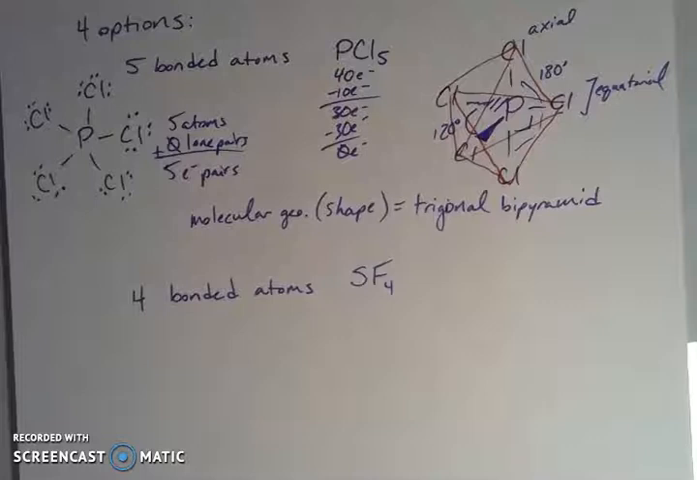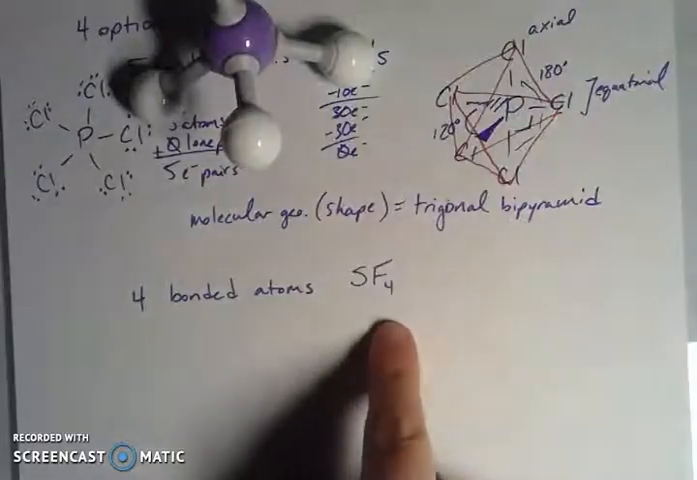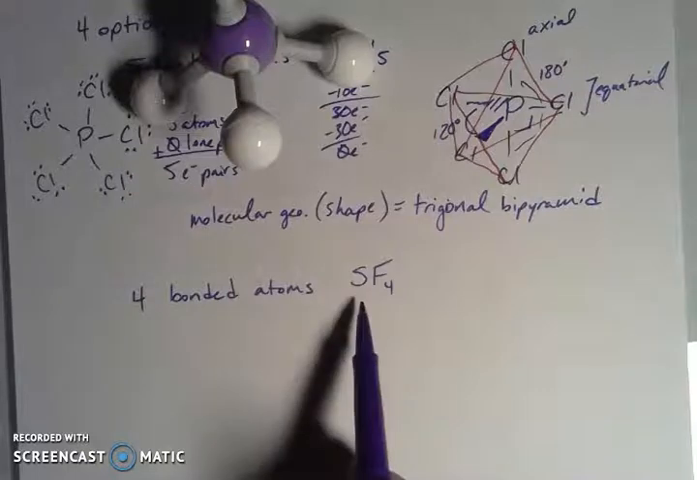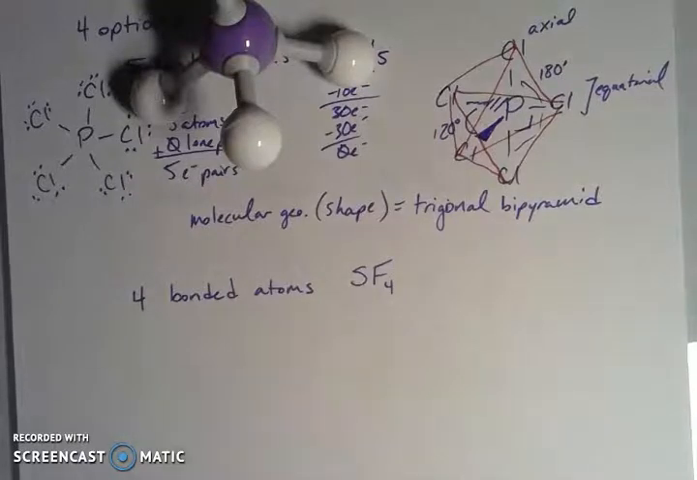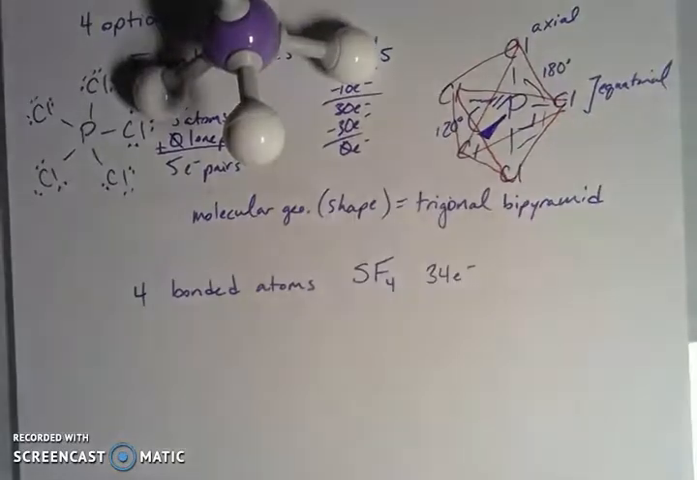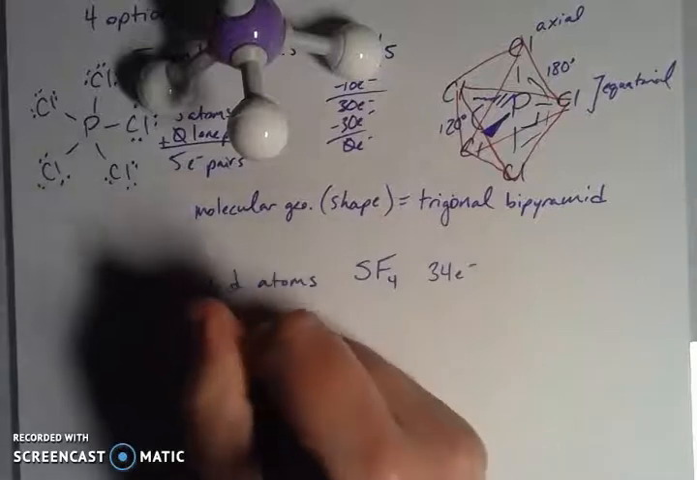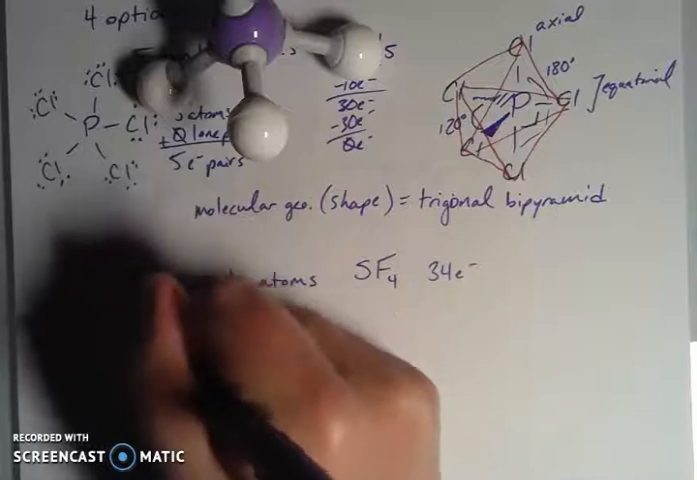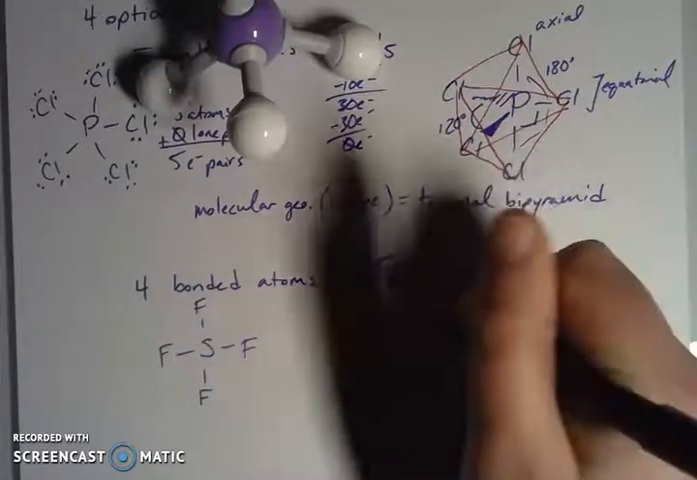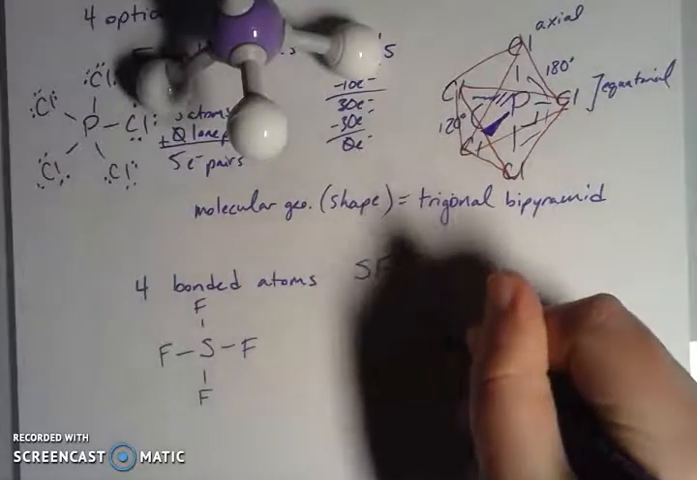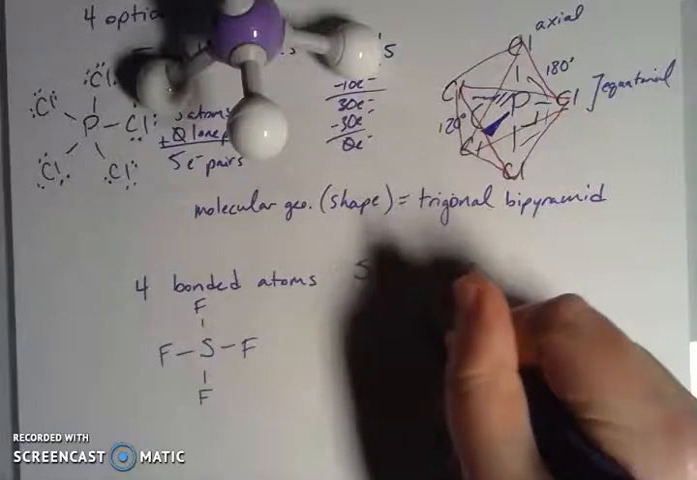So let's talk about 4 bonded atoms and use sulfur tetrafluoride as an example. So sulfur has 6 valence electrons, and then my fluorines each have 7. So I have 7 times 4, which is 28, plus my 6 gives me 34 electrons. So my first step is to draw my Lewis dot structure. So now I've used up 8 electrons total. So that gives me 26 to play around with.